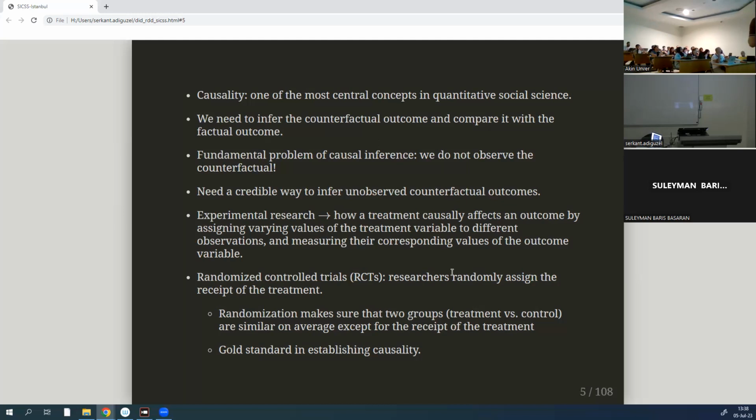Well, what's the problem? The problem is we don't observe that counterfactual. We don't observe a fully autocratic United States. So that's the main problem of causal inference. The fundamental problem of causal inference is that we need to know the counterfactual, but the counterfactual is not observed. Then what are we going to do? We need a credible way to infer the counterfactual from the observed data. So how are we going to do that?